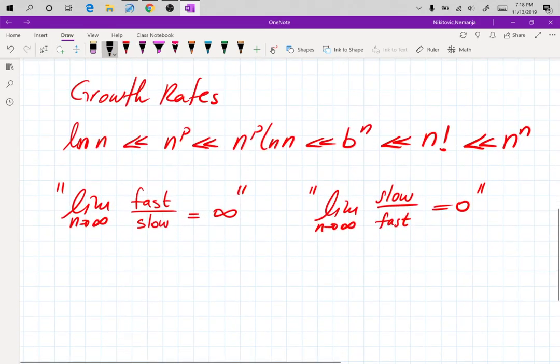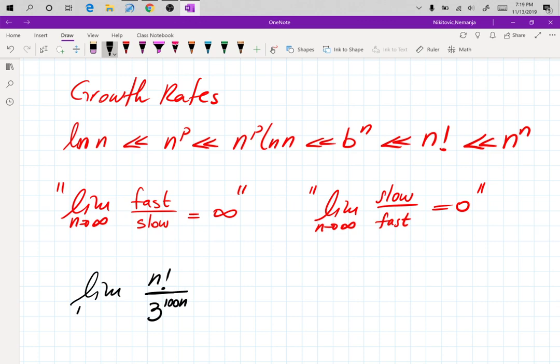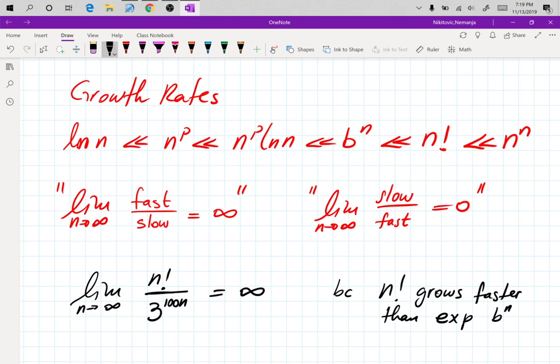So if I quickly want to find the limit of n factorial divided by 3 to the 100n, as n goes to infinity, I know immediately that the answer is infinity without doing any math, because n factorial grows faster than exponential b to the n. I don't care that there is 100 there. You can have 1,000,000. It will eventually win.